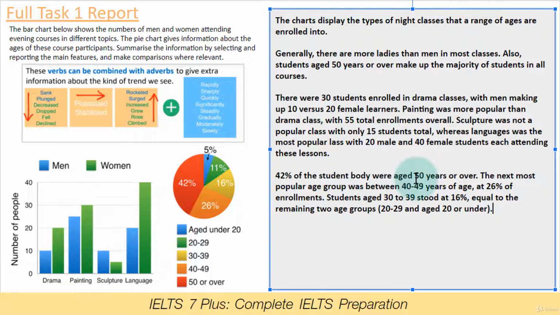42% of the student body were aged 50 years or over. The next most popular age group was between 40 to 49 years of age, at 26% of enrolments. Students aged 30 to 39 stood at 16%, and a nice comparison between some of the data, equal to the remaining two age groups, 20 to 29 and age 20 or under. Okay, I like that. I think that's pretty strong. Let me check my word count. It does look maybe just a little short, but I think I've still made the 150 here.